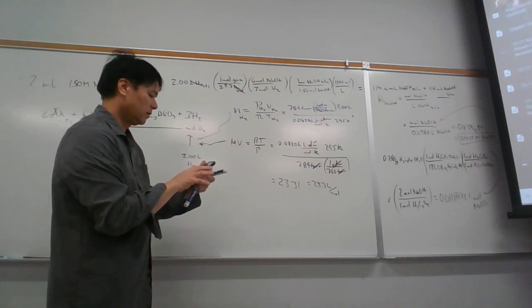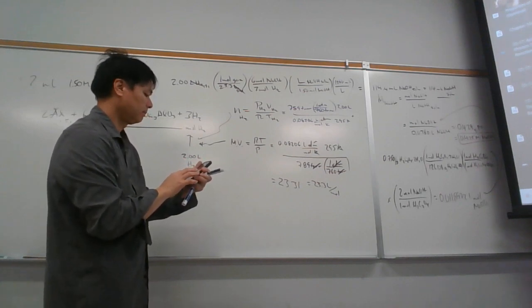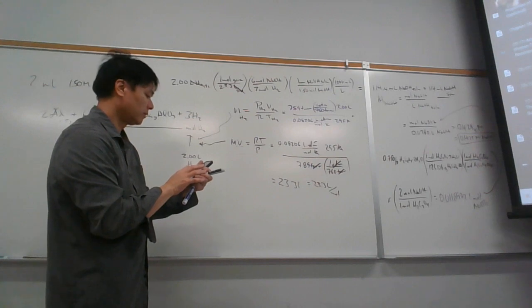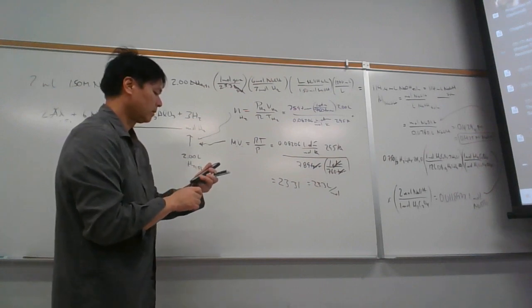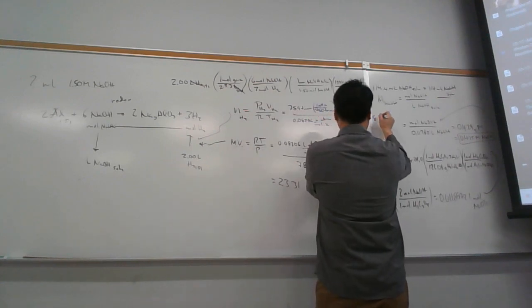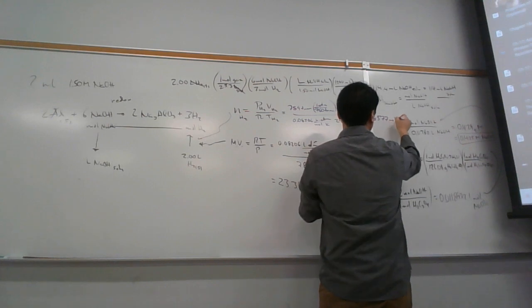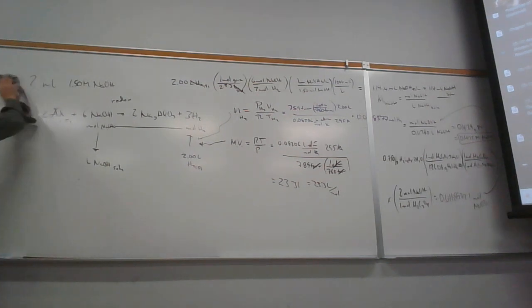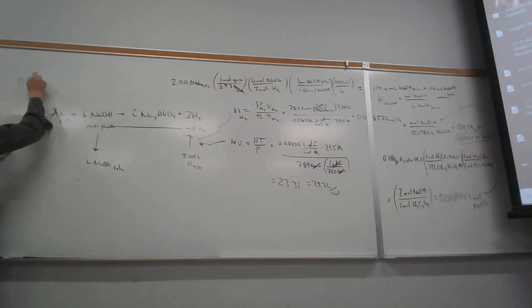789 divided by 760 times 2 divided by 0.08206 divided by 295. And so I would calculate 0.0857 moles of hydrogen. Then I just use dimensional analysis. That would be my starting point, 0.0857 moles of hydrogen. And then convert that to moles of sodium hydroxide.